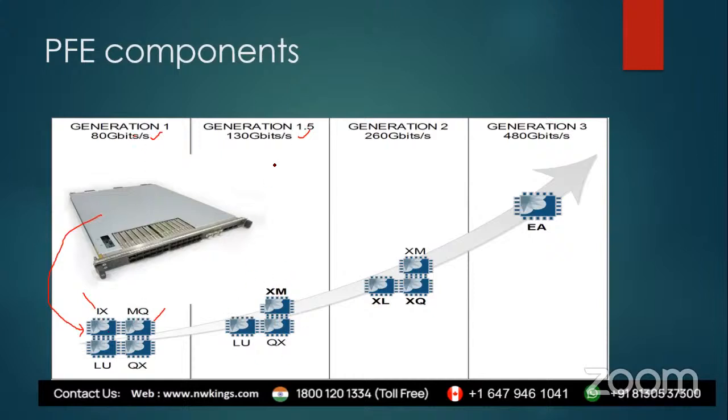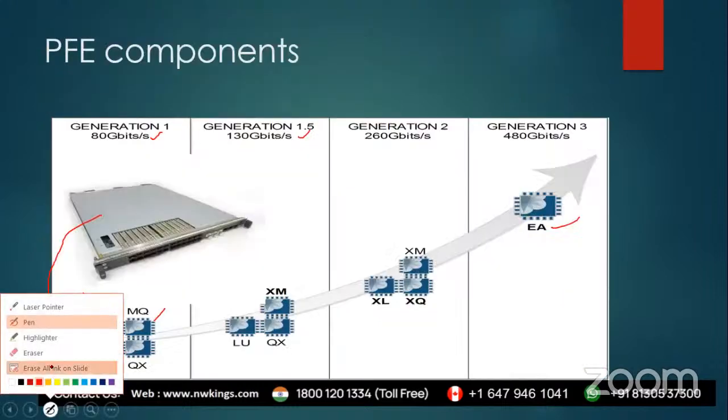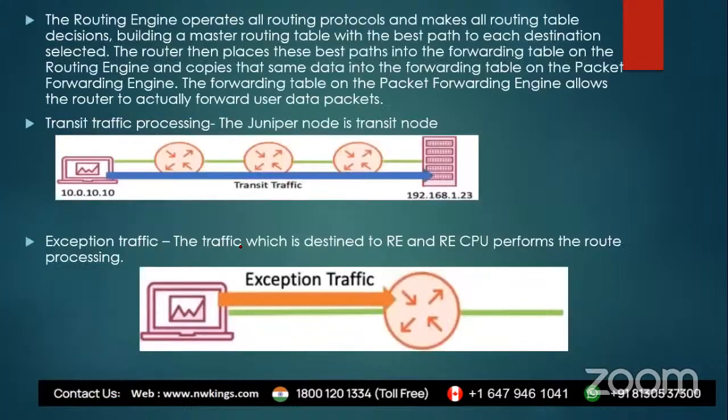These are the chipsets you will see on second gen, 1.5 generation line cards, and these are the chipsets you will see on second generation. And on third generation you will see the Eagle chipset. You will see only one chipset, which handles 480 gigabit per second throughput. This is all about hardware.